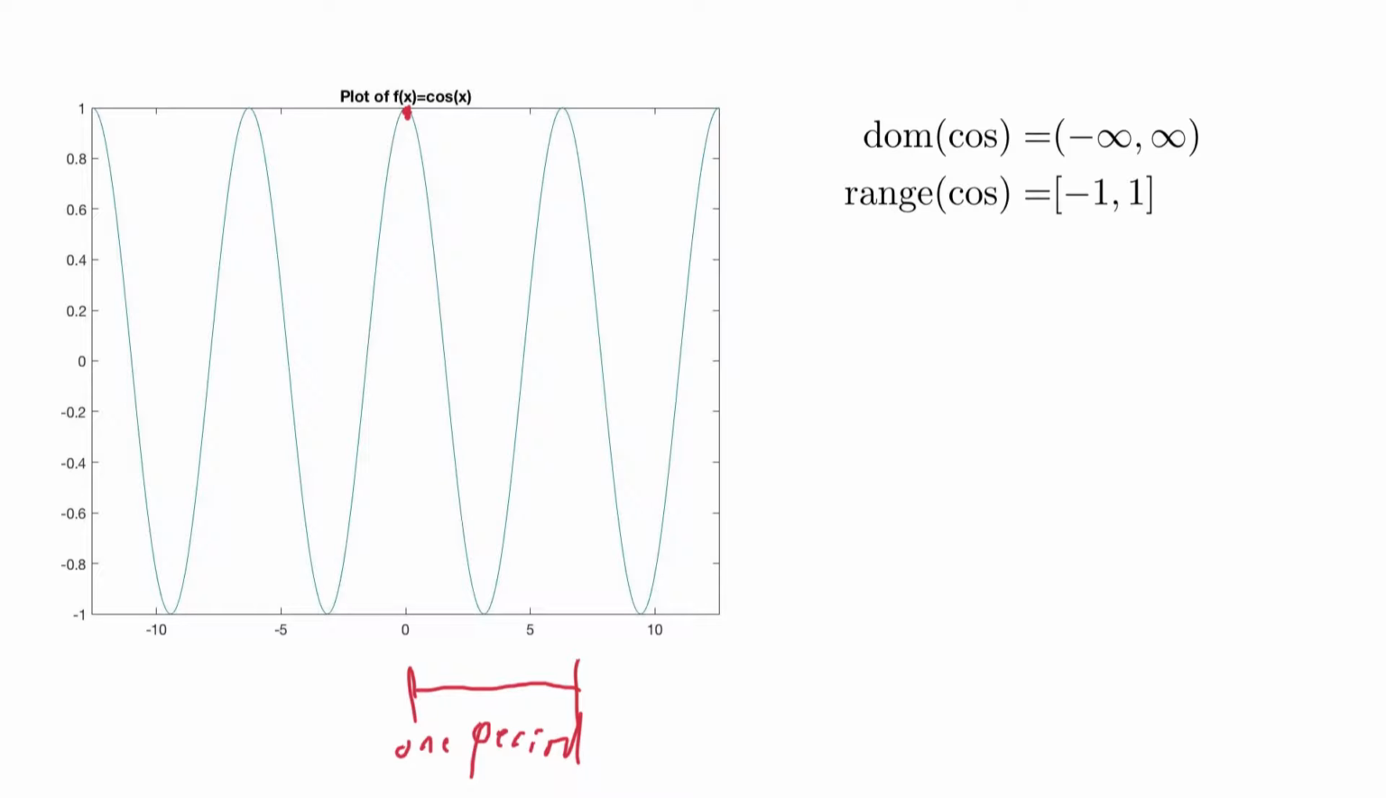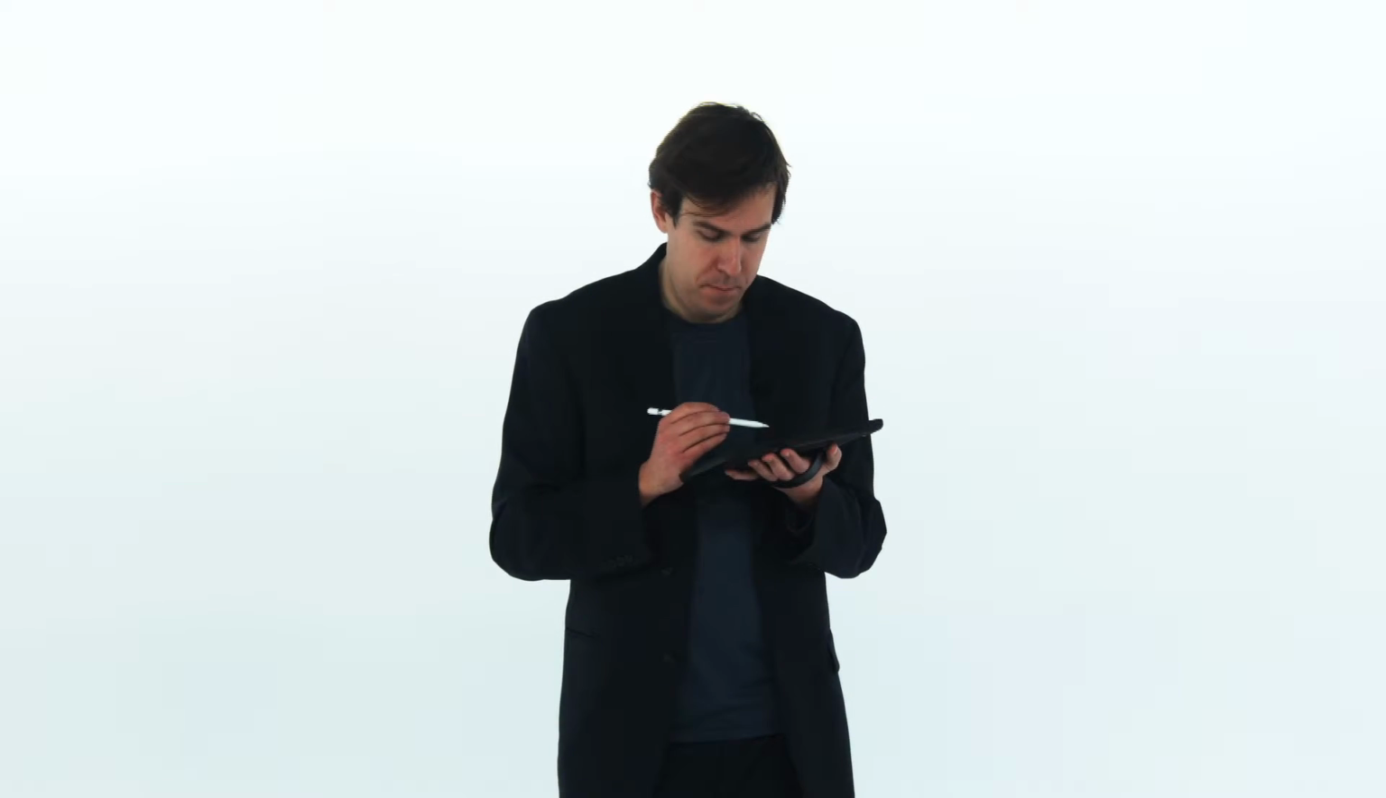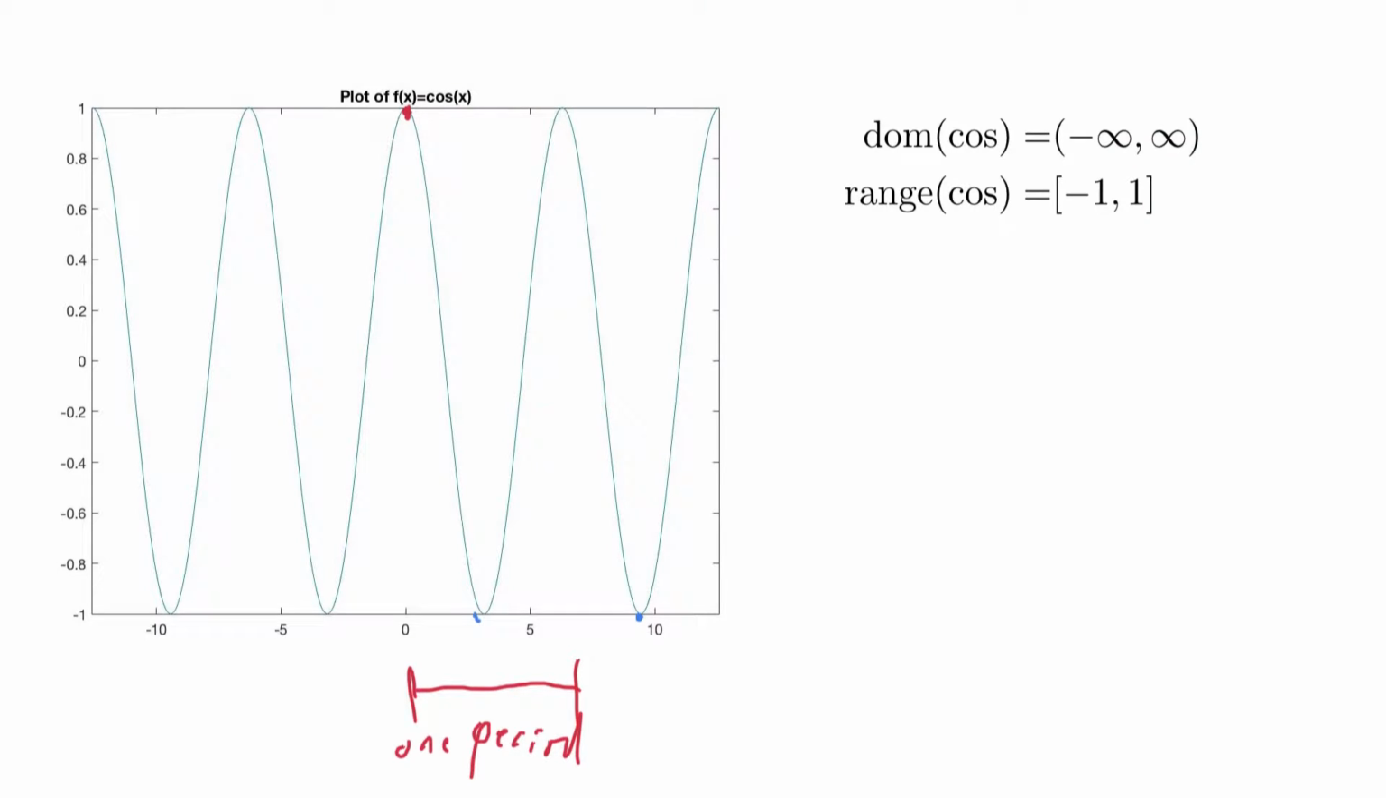And from a domain and range standpoint, they're basically the same. I have no problems with any inputs, so the domain is minus infinity to infinity. And the range is still minus 1 to 1, because my minimum value is achieved at these minus 1 values, and the maximums are achieved at 1. So very similar to sine.